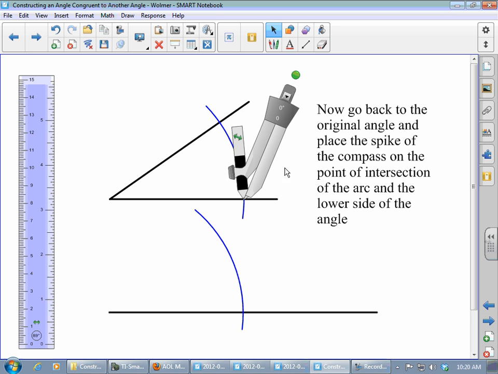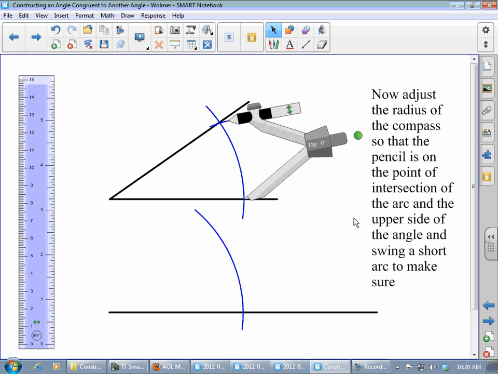Now go back to the original angle and place the spike of the compass on the point of intersection of the arc and the lower side of the angle. Now adjust the radius of your compass so that the pencil is on the point of intersection of the arc and the upper side of the angle, and swing a short arc just to make sure.